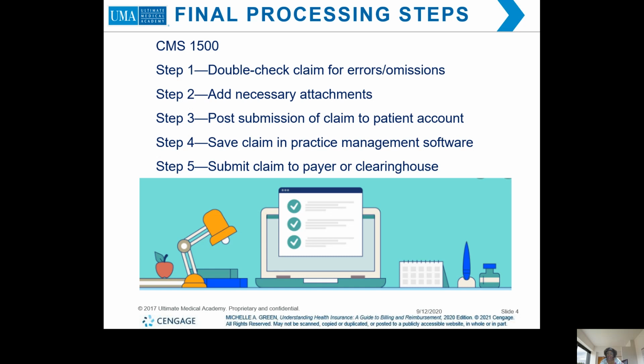There's about 5 steps. Doesn't mean that for your particular facility where you will work that they may not have additional steps that they want to put in. So of course you want to double check claims for errors or omissions.